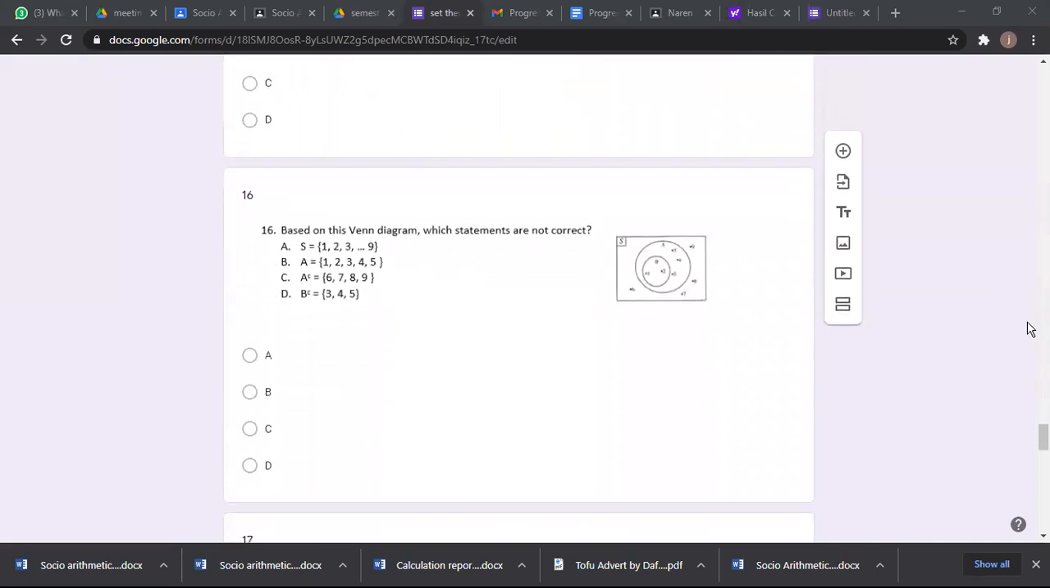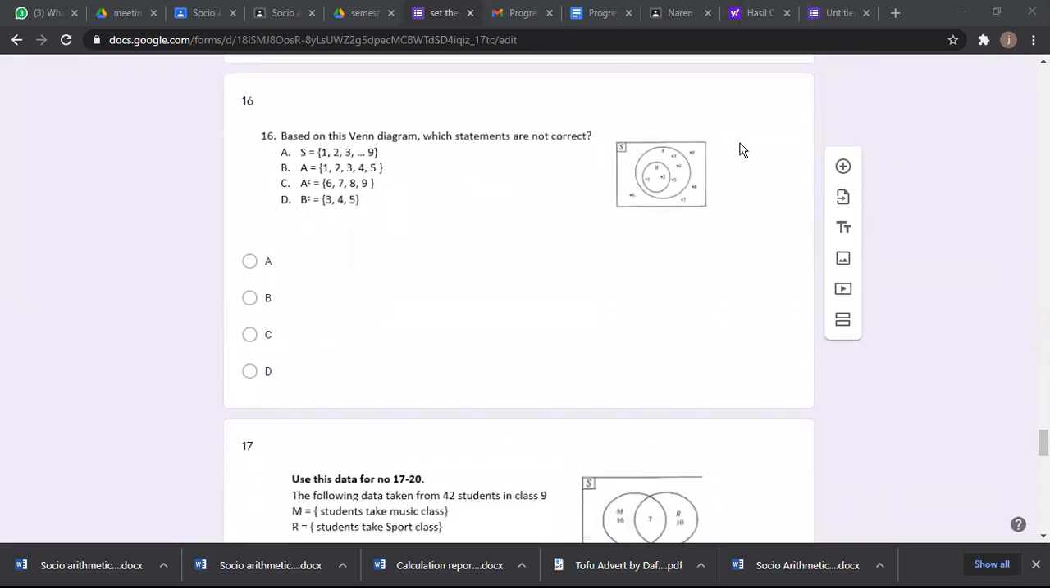Okay, next we move to number 16. Based on the Venn diagram, which statement is not correct? So here we have a Venn diagram. S is 1 to 9, and then A is 1, 2, 3, 4, 5. So this is correct. I think this is correct. And AC and then BC.